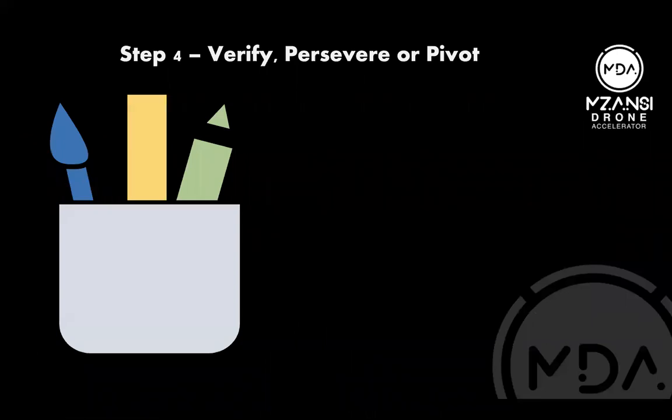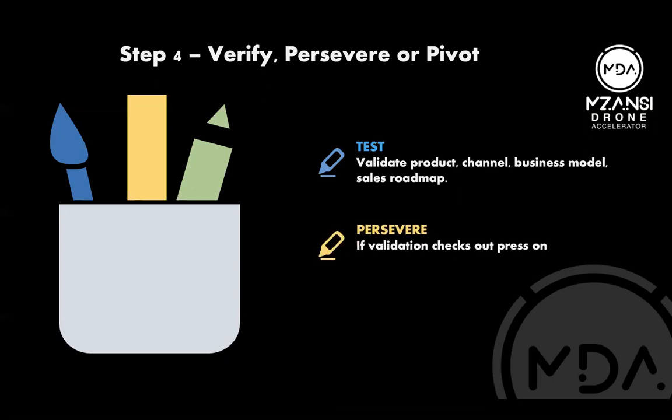Okay, step 4, you now have to verify. This is the verification that we dealt with last week. You verify, and then you persevere. Again, you've got to pivot if your assumptions were wrong. Firstly, you test: you validate your product, the channel, the business model, and the sales roadmap.